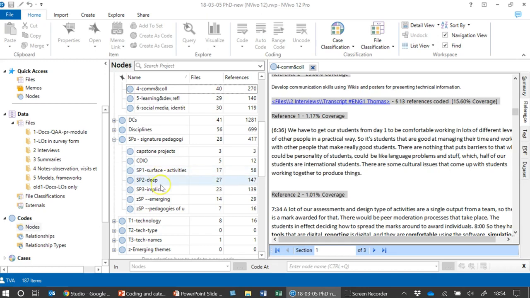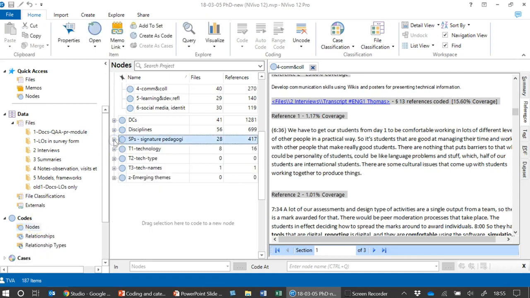Implicit is about the values of the discipline, deep is about the knowledge structures and how knowledge is created in that discipline, and surface is the actual learning activities that perhaps engineers or managers might be subjected to. So in my data, I was looking to identify these signature pedagogies in both engineering and management. So these were my deductive codes, or as they are called in Nvivo, my nodes. And so this was my deductive coding.